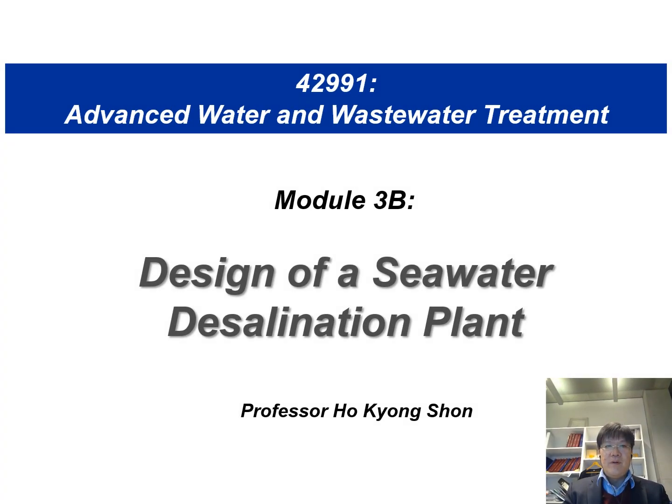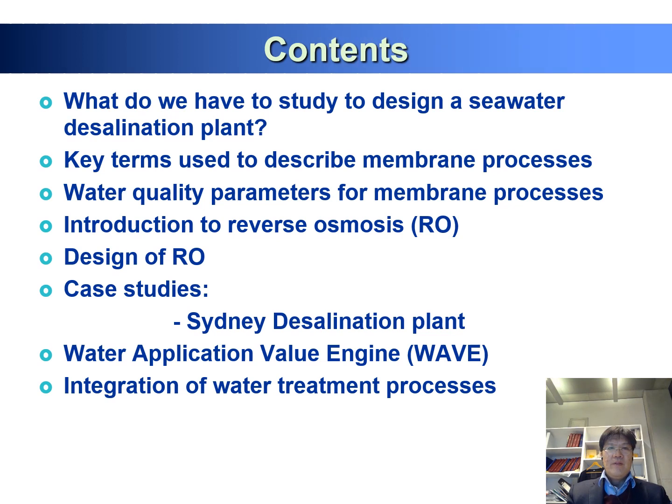This is about module 3B, how to design a seawater desalination plant. In the last lectures we discussed how to design different seawater desalination plants and what we have to study, what the processes are, and what kind of pre-treatment is required, reverse osmosis, and post-treatment. This class will mainly focus on key terms used to describe membrane processes.